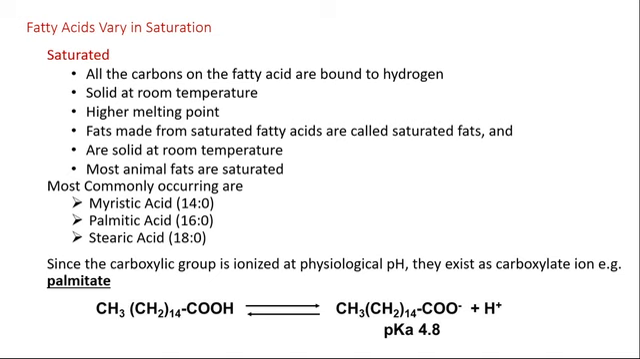Now, these fatty acids are carboxylic acids, and from your organic chemistry knowledge, you should remember that all carboxylic acids are weak acids. So, what is an acid? An acid is something which can donate a proton. Being a weak acid, it can deprotonate, and you can have the negative carboxylate ion and the proton. The pKa value is about 4.8.